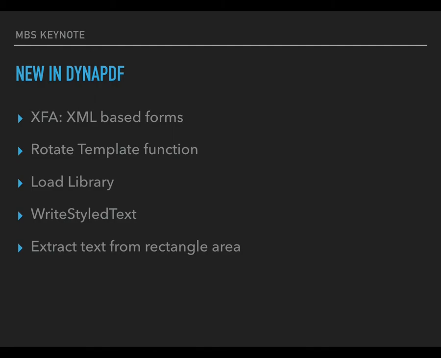And for the text extraction, we got a way to define the rectangle you are interested in. So if you get invoices as PDFs and they do have an invoice number on the same spot every time, you can just extract the text from that rectangle and get the invoice number.